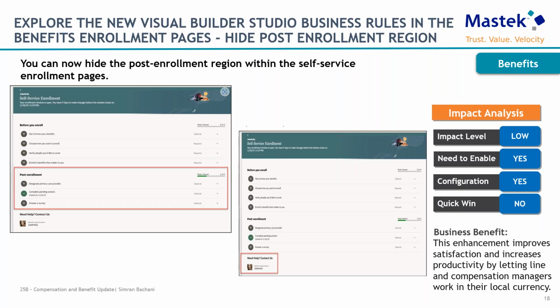Next is explore the new Visual Builder Studio business rules in the benefits enrollment pages, hide post-enrollment region. And as the name suggests, you can now hide the post-enrollment region within the self-service enrollment page. These options provide greater flexibility and personalization for both administrators and the employees, aligning with Redwood's design.